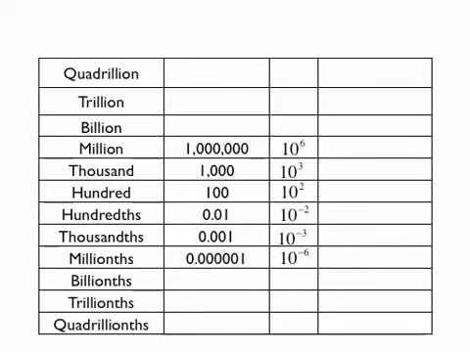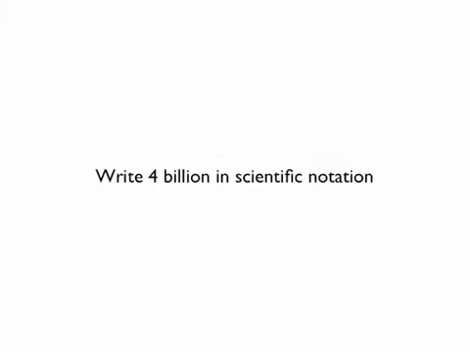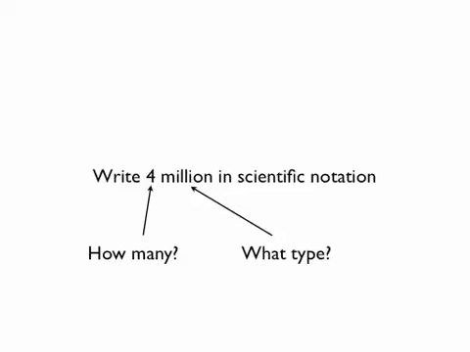So let's take a look at an example. Write 4 million in scientific notation. To do this, I'm going to pull the useful information out of the problem. First I'm going to find out how many and also what type of number. The how many is 4. I'm looking at 4 million, so how many million? 4. And then what type of number, how big of a number? The type I'm looking at is million. The different types could be billions, hundreds, various things like that. In this case, we're looking at million.